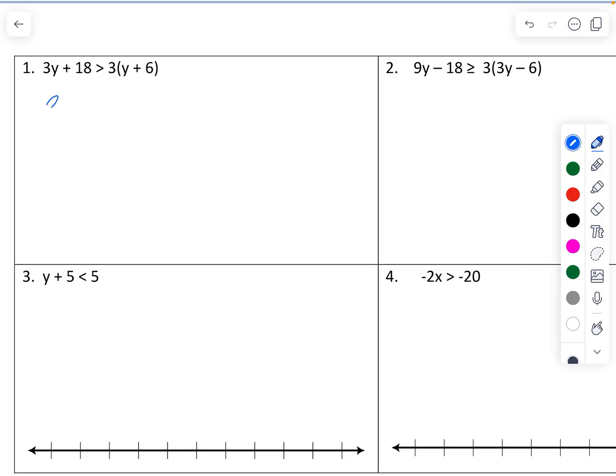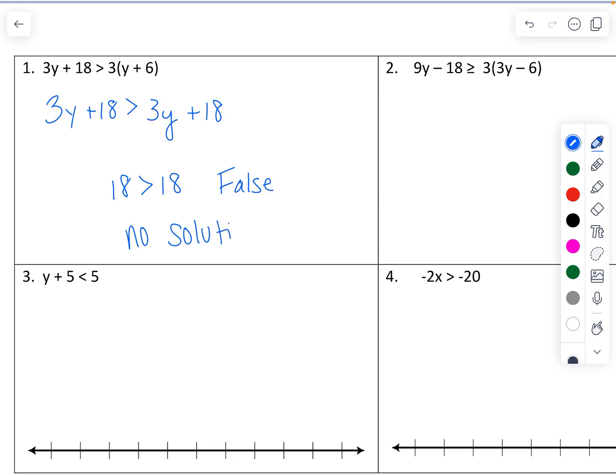All right, here I would end up with 3y plus 18 is greater than 3y plus 18. And if I were to simplify this, I would get 18 is greater than 18, which I know is false. 18 is not greater than 18. It is equal to 18. So that's false. In that case, you would have no solution.